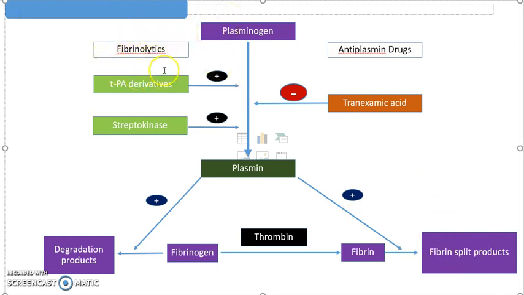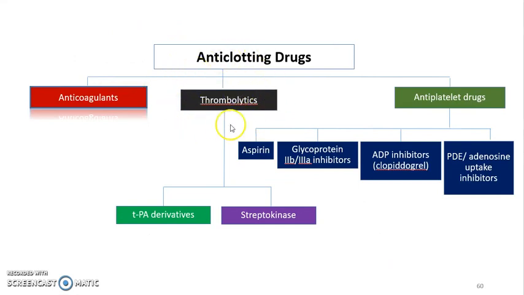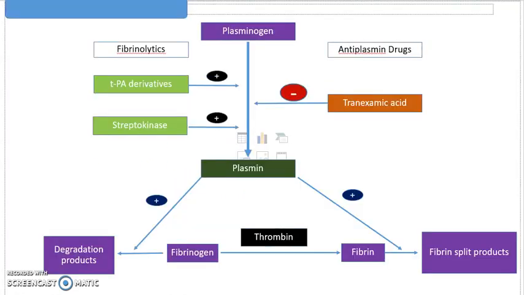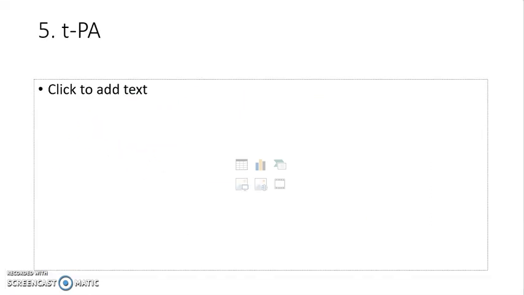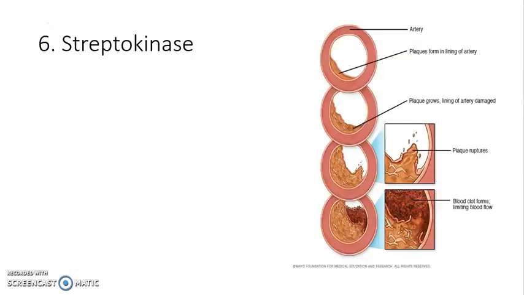So for fibrinolytics, or thrombolytics, we have the fibrinolytics and streptokinase. So for fibrinolytics, we have both TPA derivatives and streptokinase. These are the thrombolytics or fibrinolytics. They act here to enhance the action of plasmin, so that plasmin can degrade fibrinogen, can degrade fibrin. That's how TPA derivatives such as alteplase, etc. act, and similarly streptokinase. So we have TPAs, and then we have streptokinase.